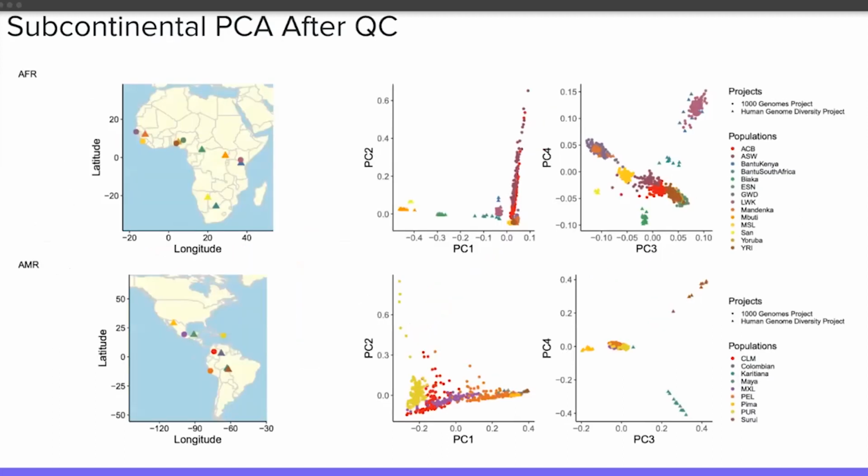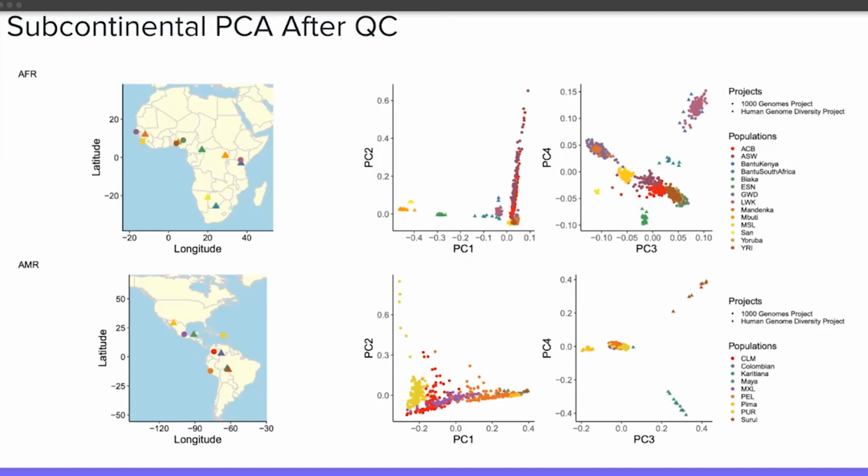In addition to global PCA, we also conducted the subcontinental PCA, and this is after quality control. This clustering shows the populations clustering by geographical location, which is better highlighted by the map images that you can see here on the left. And you may notice that in between PC1 and PC2, the Americas populations have less distinct clustering. This is due to high levels of admixture within those populations.